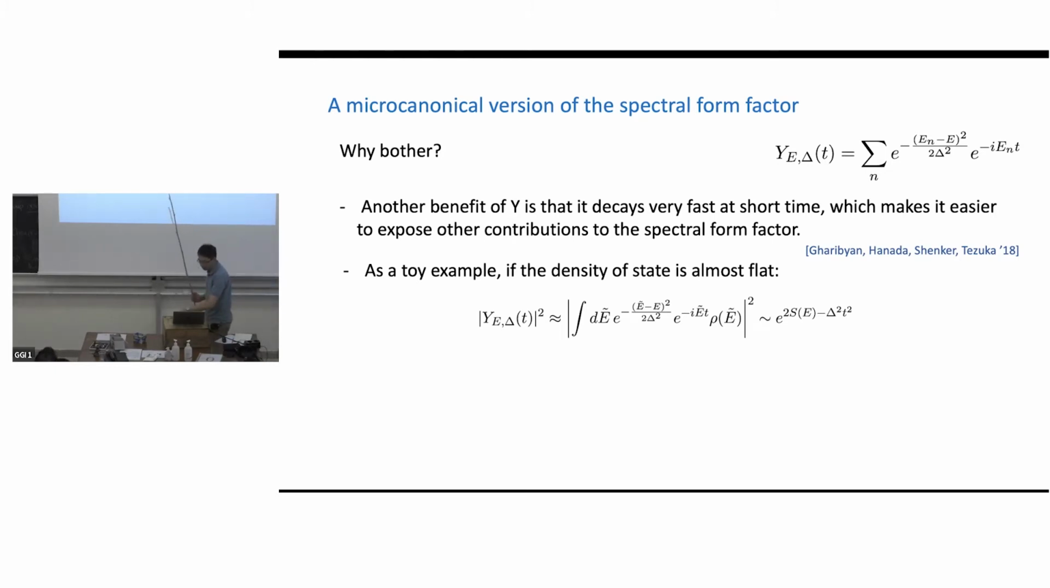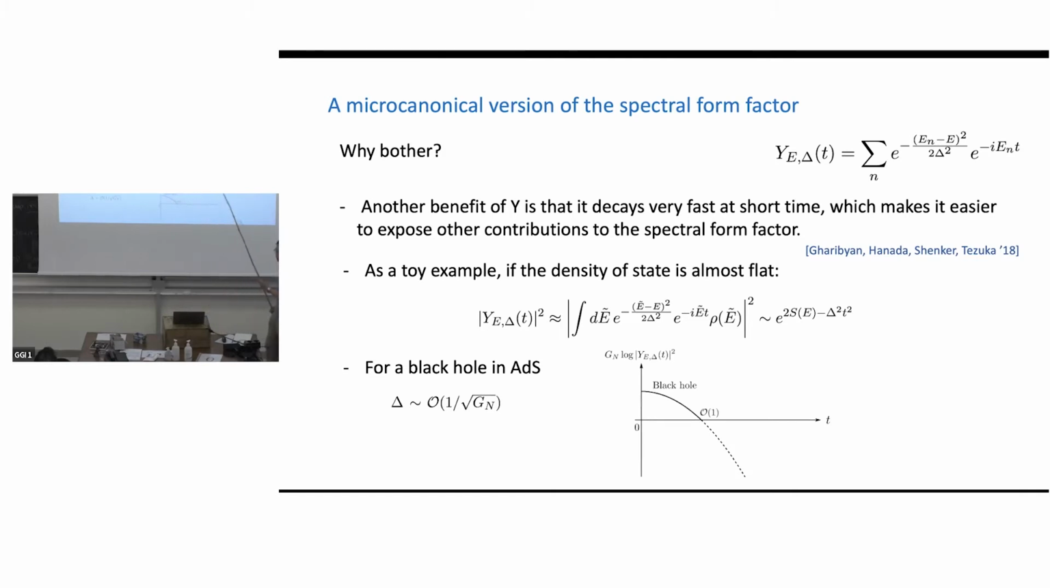Now, if we consider an AdS black hole, it's usual to choose the energy window delta to scale as 1 over square root of G Newton, so that both terms in the exponent would have the same 1 over G Newton scaling. In other words, we can ask, when does this quantity decay to exponentially small? And we see that it actually decays to exponentially small at order 1 time.